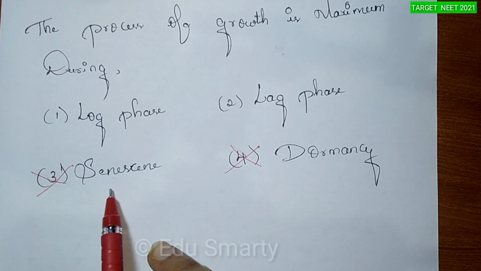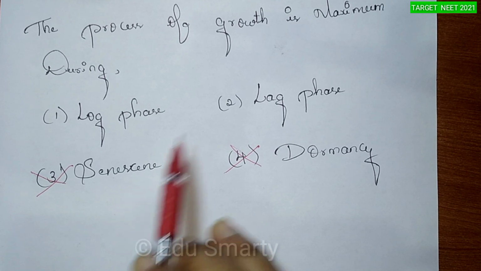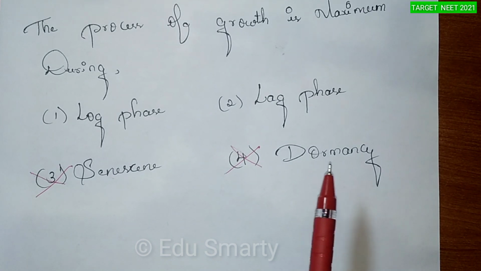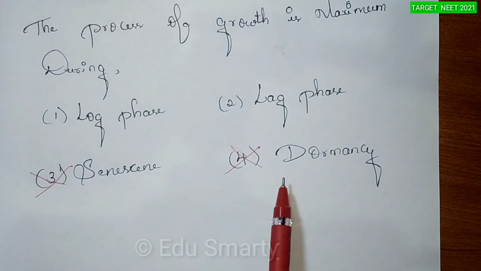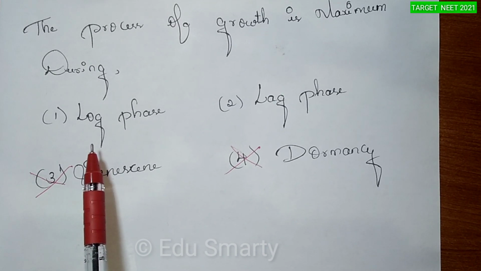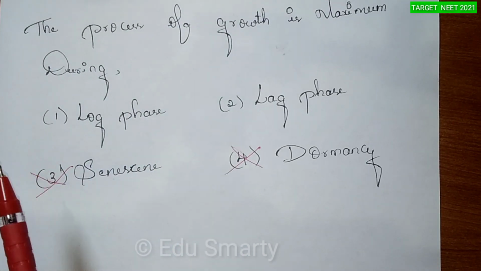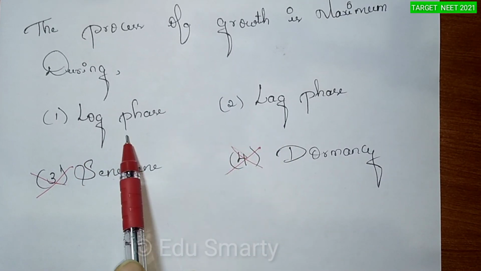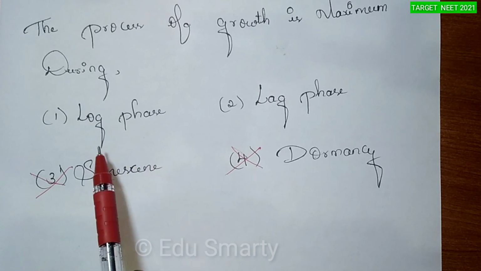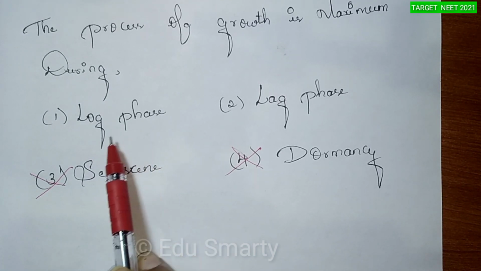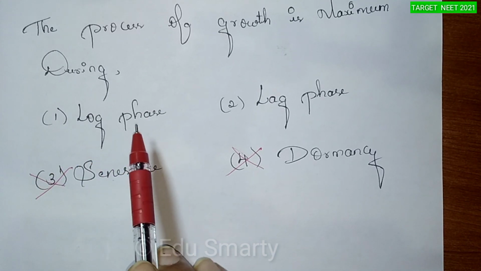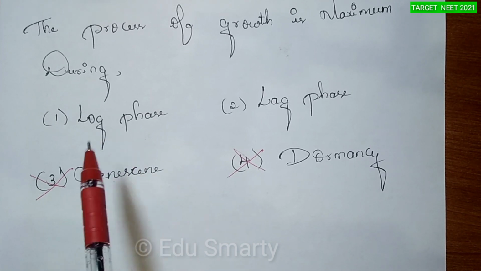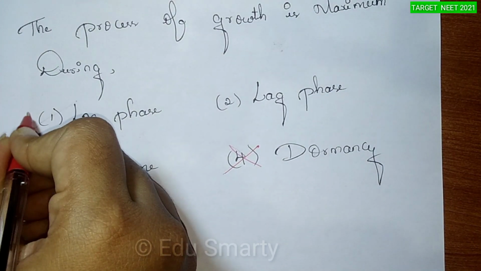Here senescence means cell aging. So it does not contain the maximum growth of bacteria, and dormancy means a reduced metabolism rate in plants and animals. So it is also not our option. So our answer for this question will be among option 1 and 2. Log phase is the time of exponential growth. That means in this phase the maximum multiplication of the bacterial cells takes place. So this will be our answer.